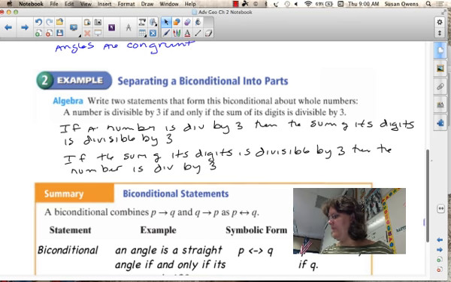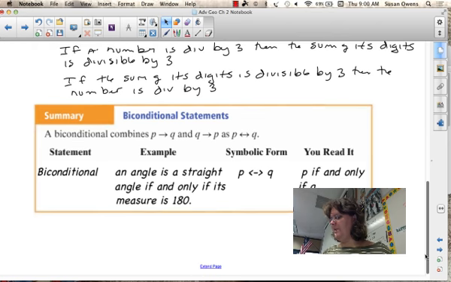So this is that summary that we saw yesterday, kind of combines everything. Notice with the symbolic form though, what they did is now the arrow doesn't go one way, the arrow goes both ways. P is the hypothesis, Q is the conclusion, and not only does P imply Q, but Q also implies P. Okay, so this is a biconditional statement, and the example they have is: an angle is a straight angle if and only if its measure is 180 degrees.